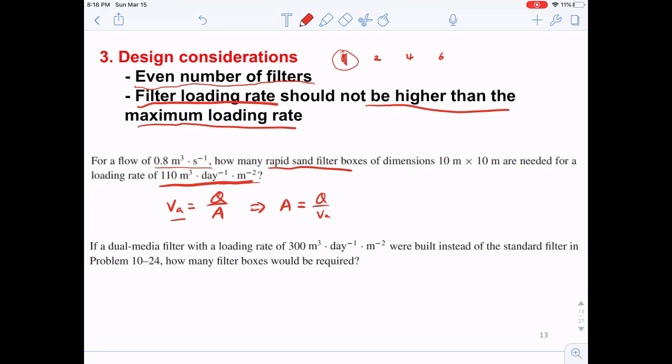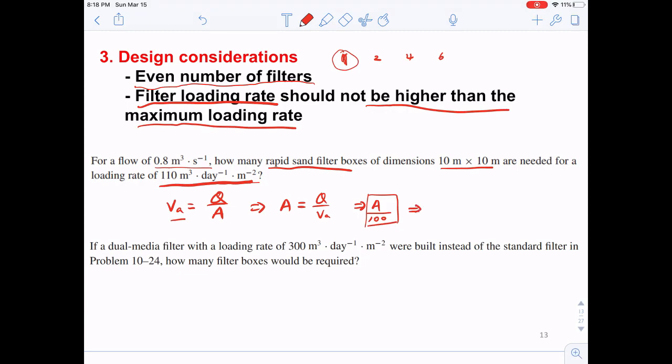One thing we need to make sure is that we convert these units all into the standard units, basically to convert this day into seconds, right? And after we calculate this A here, we should divide that by the surface area of each of these sand filter boxes. We need to divide that by 100. In this way we can calculate the number of rapid sand filter boxes we need.